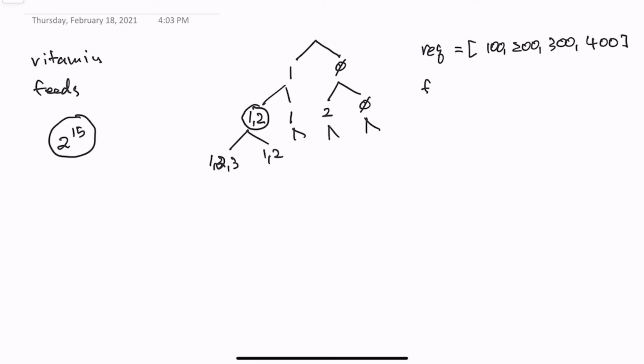Feed number 1 is 50 of each one of the 4 vitamins. So what we do is we make all of these arrays static, and then as we go from top to bottom, as we are actually taking the first feed, we can simply subtract 50, or the values of F1, from the requirements.